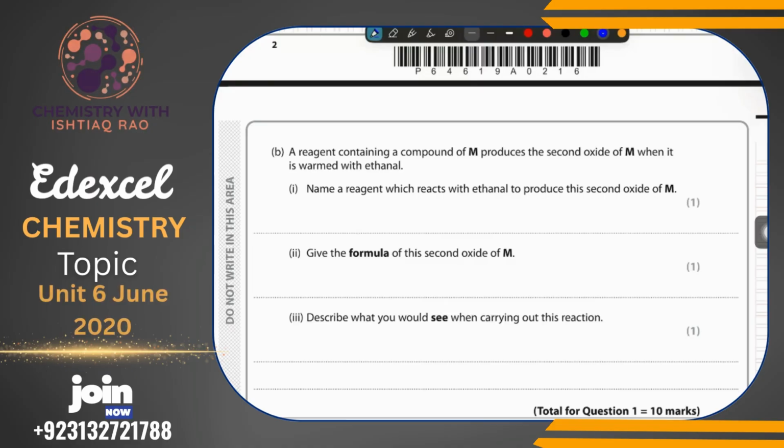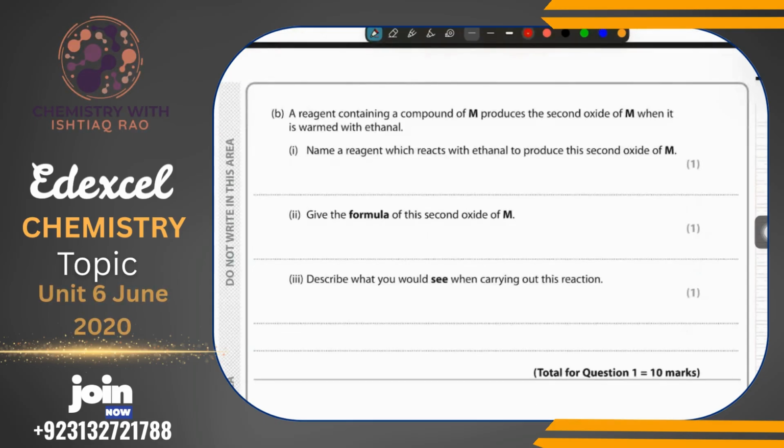So a reagent containing a compound of M produces the second oxide of M when it is bound with ethanol. So I can say it's a Fehling solution. Then they are asking about the formula. Give the formula of the second oxide of M. Exactly, it would be Cu2O.